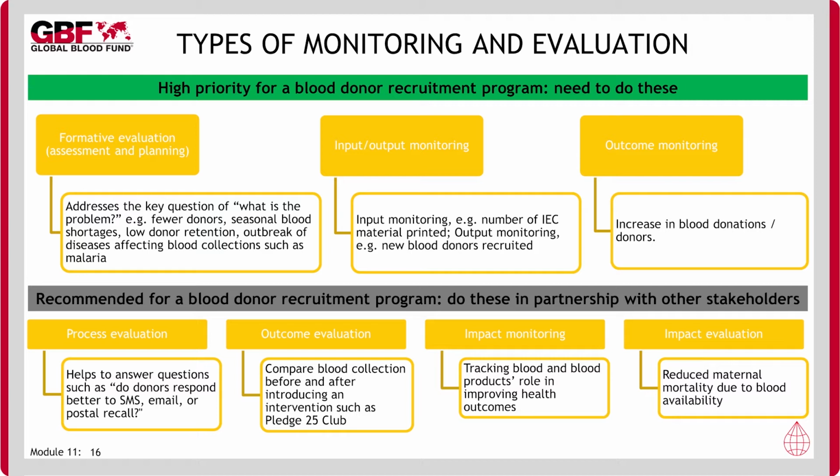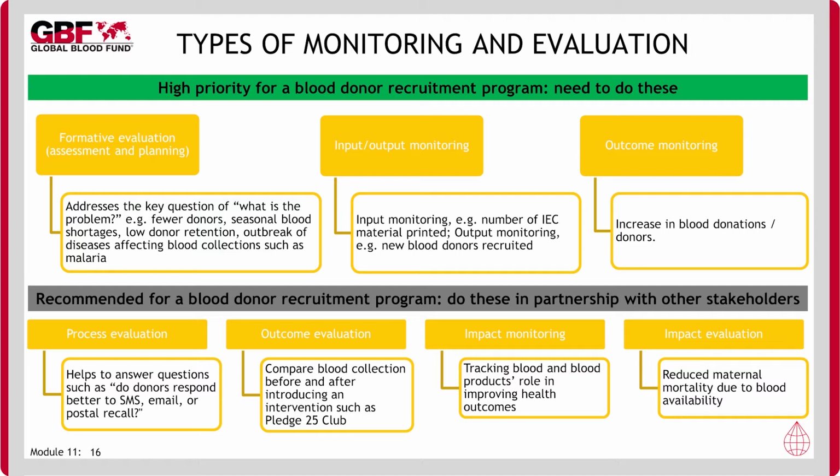Outcome monitoring tracks measures related to the desired outcomes of the recruitment program, such as changes in knowledge, attitudes, or behaviors regarding blood donation. Outcome evaluation considers data about outcomes before and after the intervention. For example, comparisons can be made on the rates of blood donation before and after the introduction of a youth blood donor program, such as the Pledge 25 Club.